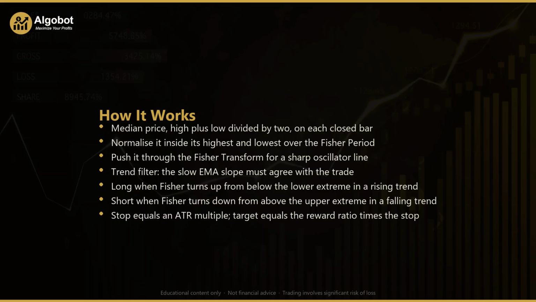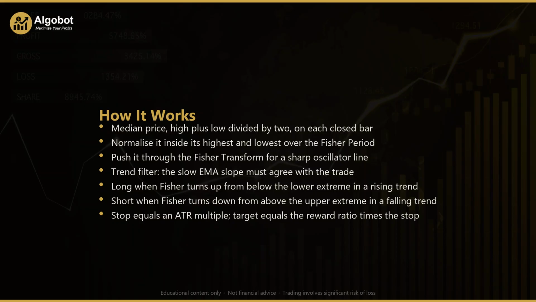Each new reading is compared against the previous one, and that previous reading acts as the signal line. Next comes the trend filter. The strategy calculates a slow exponential moving average with a period of 100 and measures its slope over the last 3 bars. If the average is higher than it was 3 bars ago, the regime is considered rising. If it's lower, the regime is considered falling.